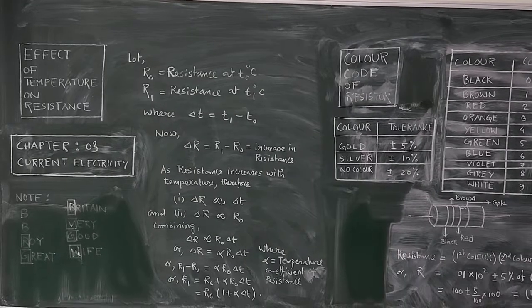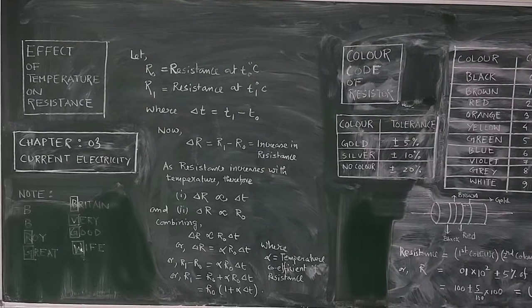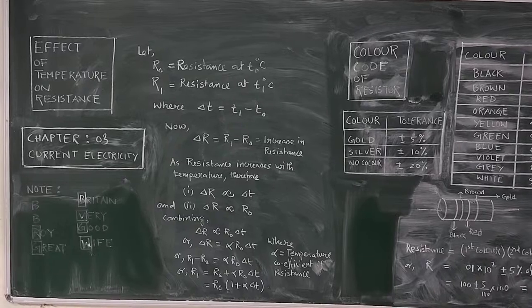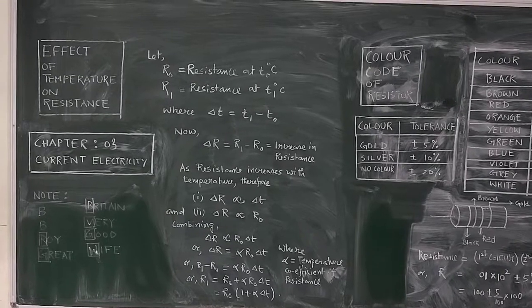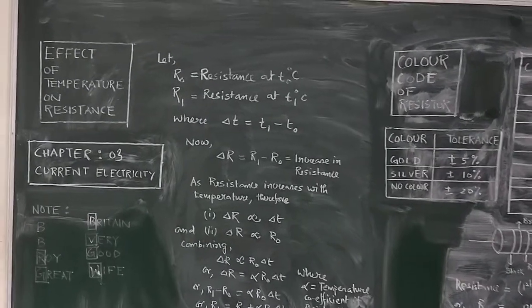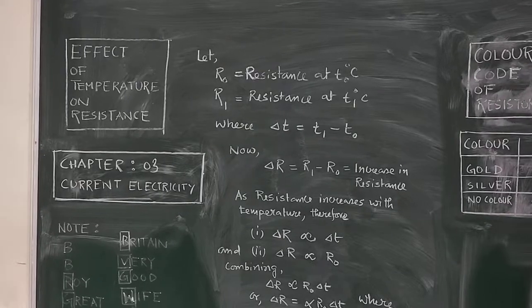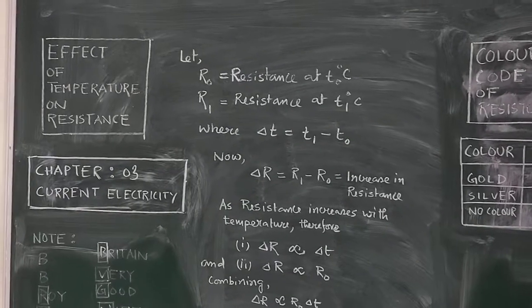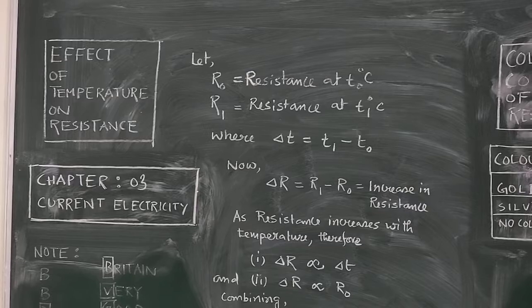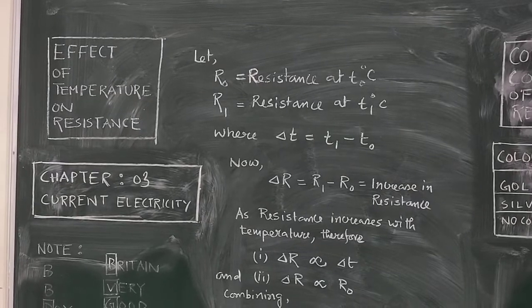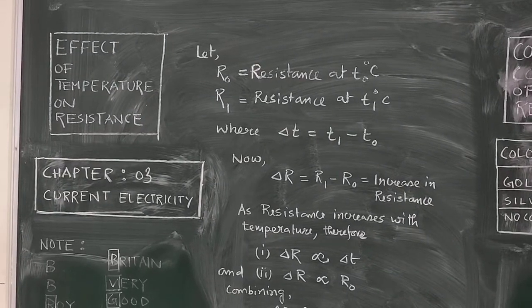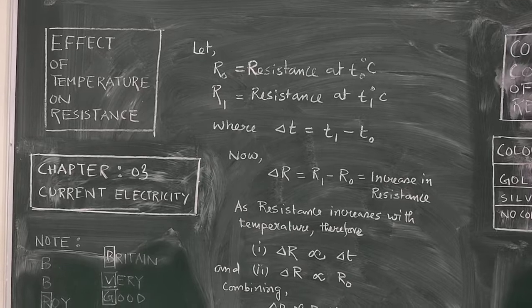Good morning students. Today we are going to discuss a few topics from chapter 3, that is your current electricity. Now the first topic which we are going to discuss is the effect of temperature on resistance. If you increase the temperature of a conductor, what happens basically inside the conductor? Inside the conductor there are free electrons. Once you increase the temperature, what happens?